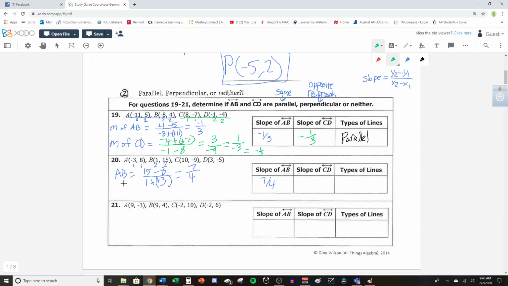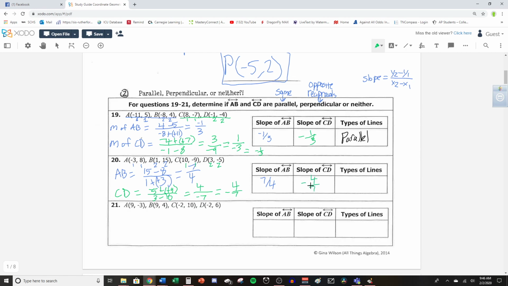Change to the green. So this is CD. I'm going to say this is 2, 2, 1, 1. So this is y2, -5, minus -9, over x2 minus x1. So that's 3 minus 10. This changes signs, and we get -5 plus 9 is 4. 3 minus 10 is -7. So that, which I can simplify to -4 over 7.